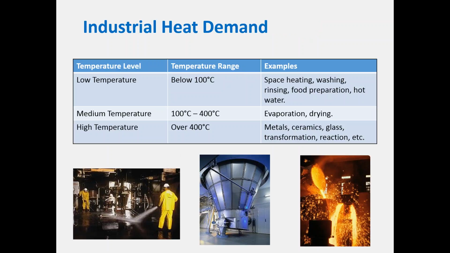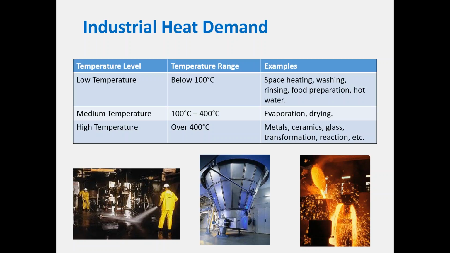Typically you can divide industrial heat demand into 3 temperature levels: low temperature, medium temperature, and high temperature. Some of the temperatures are a little bit fuzzy around what's low and what's high. It can be industry specific, but typically anything below about 100 degrees Celsius we consider low temperature. So things like space heating, washing, hot water, things like that, typically are demand in that low temperature range.